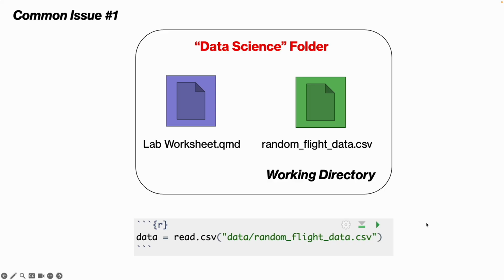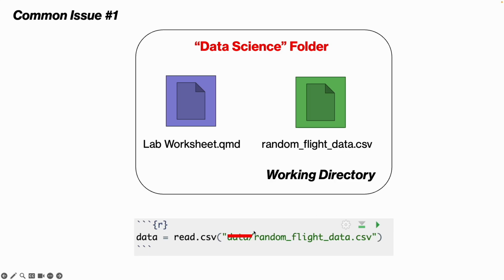Now let's have a look at some common issues. Some students will not put randomflightdata.csv into a data folder and instead set it up like this. Notice randomflightdata is inside the working directory. If we were to run this code, R would complain that it can't find randomflightdata.csv. This makes a lot of sense. As this path is written, R is being told, look in the data folder, but here the data folder doesn't exist. In fact, if we were to remove this data slash part, this would work.